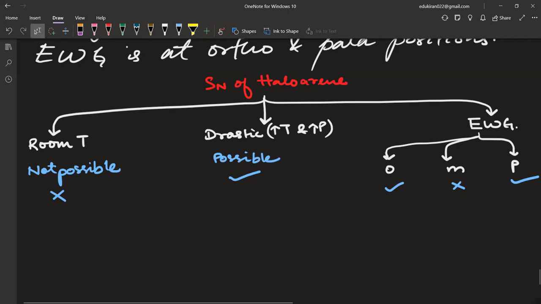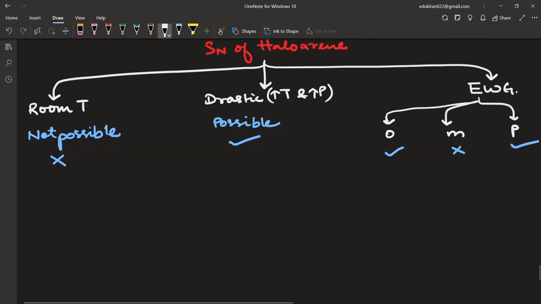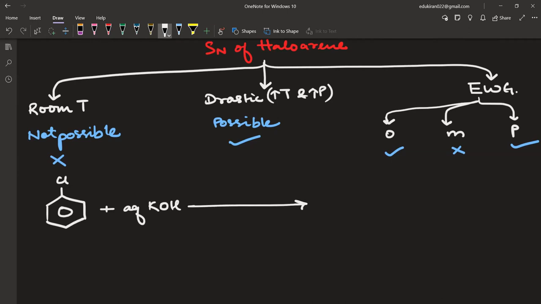I will write the reactions. We have a haloarene plus aqueous KOH. Since here we don't have any electron withdrawing group, we have to give drastic conditions, 623 Kelvin, and we have to give 300 atm pressure. At this condition, the chlorine atom will be replaced by OH and we will get phenol.